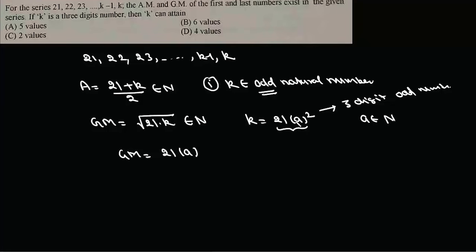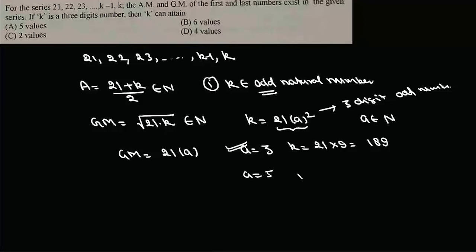Now we know that 21 into 9 is a 3-digit number. If a equals 1, it is not a 3-digit number. So we'll consider a equals 3. If we take a as 3, then this k will be 21 into 9. So this is 189, which is a 3-digit odd natural number. So this is one possibility.